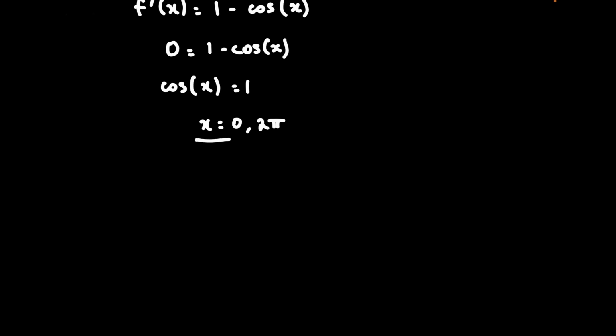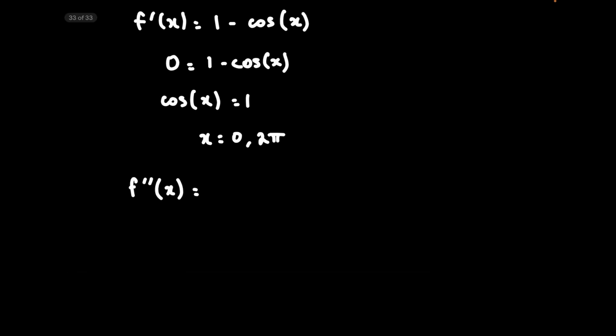Now, these are our stationary points, but what is the nature of these stationary points? Well, double differentiate. The derivative of our derivative is simply equal to minus sine x. Now let's work out the double derivative when x is equal to both 0 and 2 pi. When x is equal to 0, it's minus sine of 0. And we know that sine of 0 is simply just 0, right?